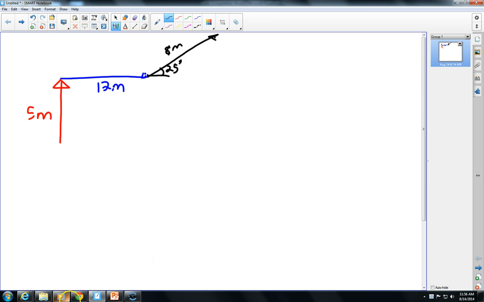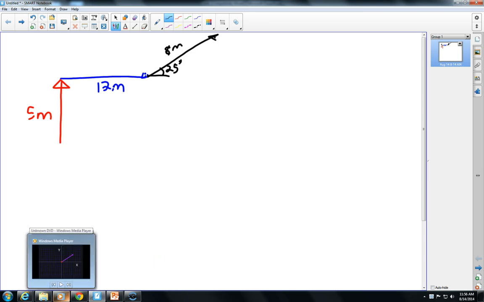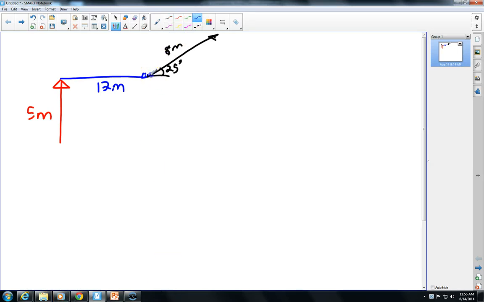Okay, so this angle of 8 meters at 25 degrees, this cannot be added easily. We have to actually take it and break it into components. We have to figure out how much of it's going over. Okay, how much of this vector is going over, and how much of it is going up.